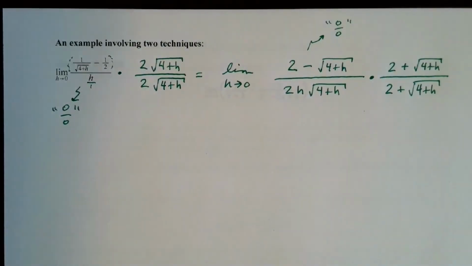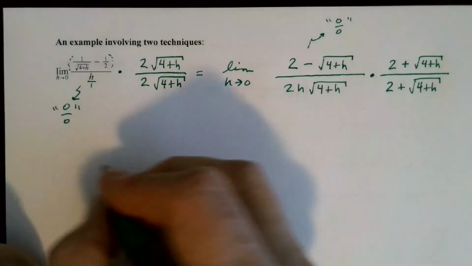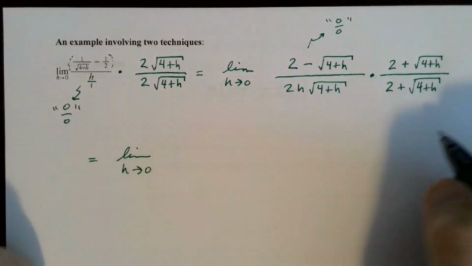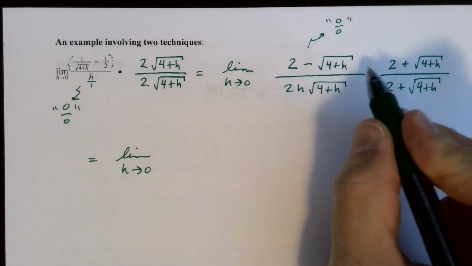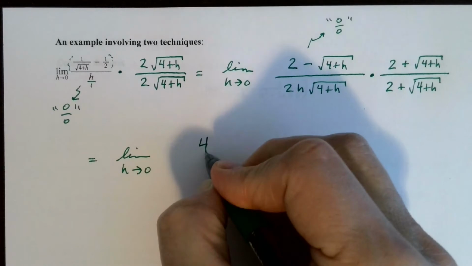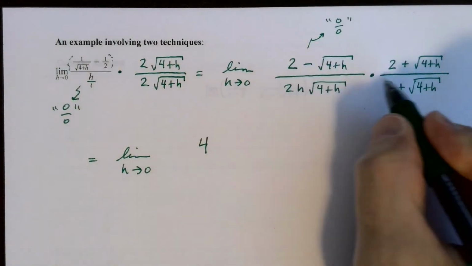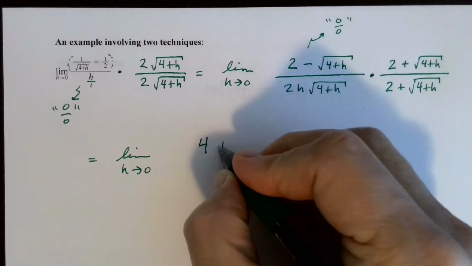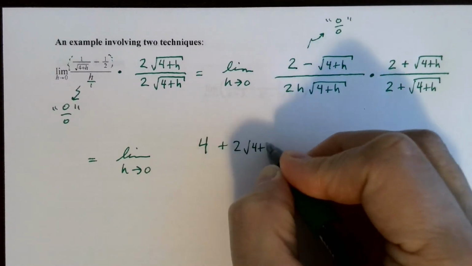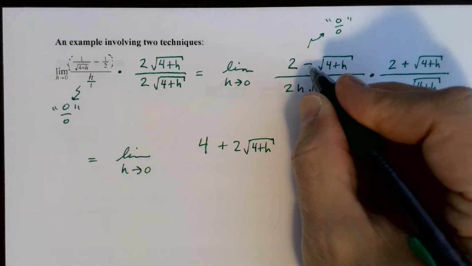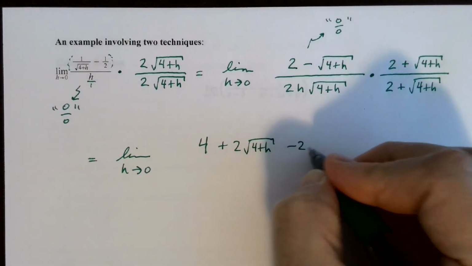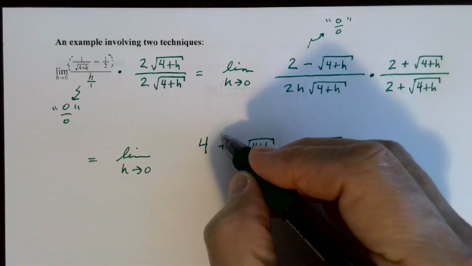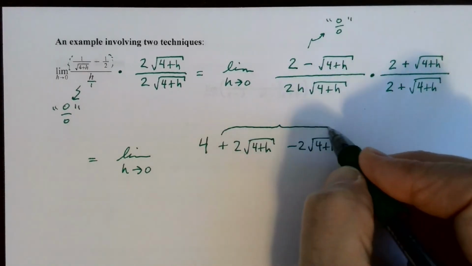Okay. And now this gets quite involved here, but we'll just take it one step at a time. Up top, I'm going to FOIL it out. 2 times 2 is 4. The outer is 2 times the square root of 4 plus h. I'll just go ahead and rewrite that out here. The inner is negative 2 times the square root of 4 plus h. But you know what happens to those inner and outer terms when we multiply by the conjugate. These are going to combine together to give me what? 0.